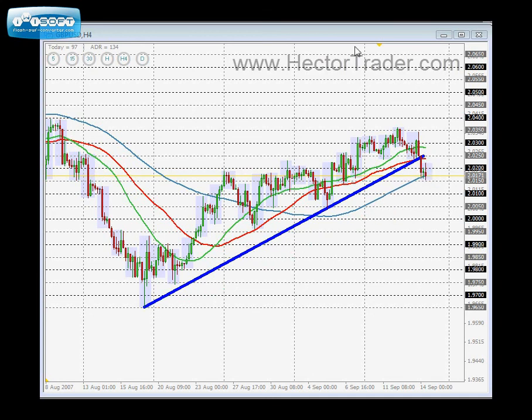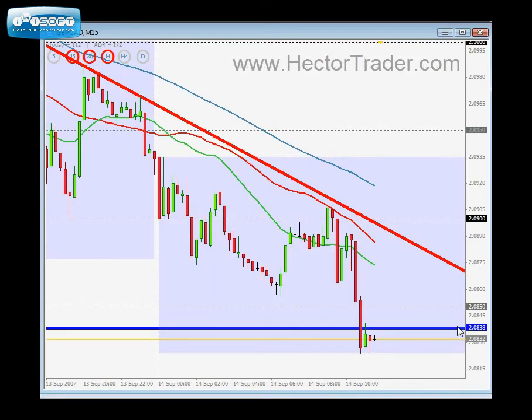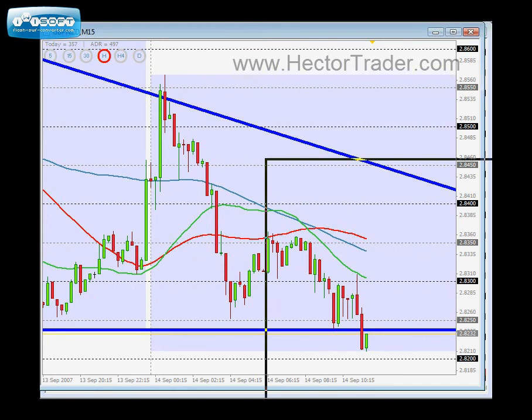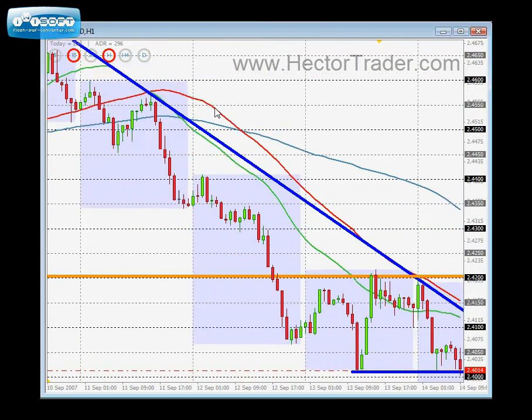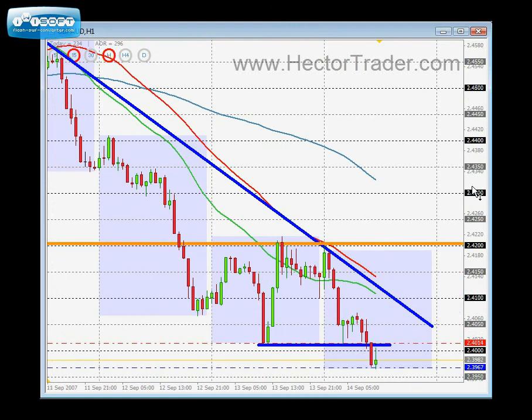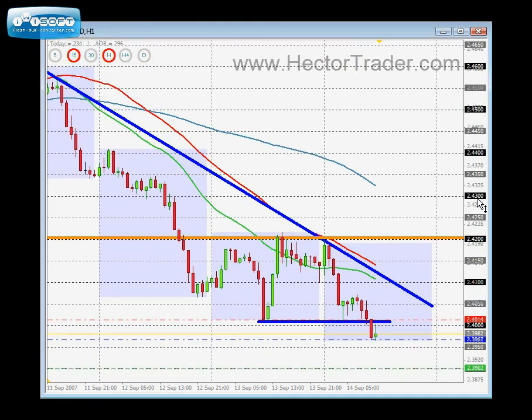Anyway, what I'm trying to say here is that we have plenty of short opportunities across the board for a short entry on the GBP, meaning on the sterling pound. The one I've personally taken is the GBP against the Australian dollar.